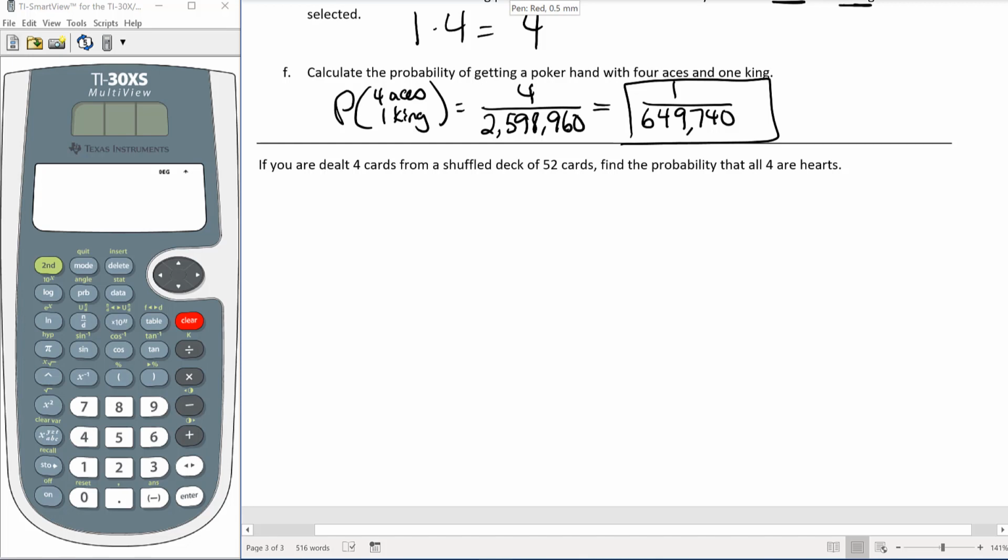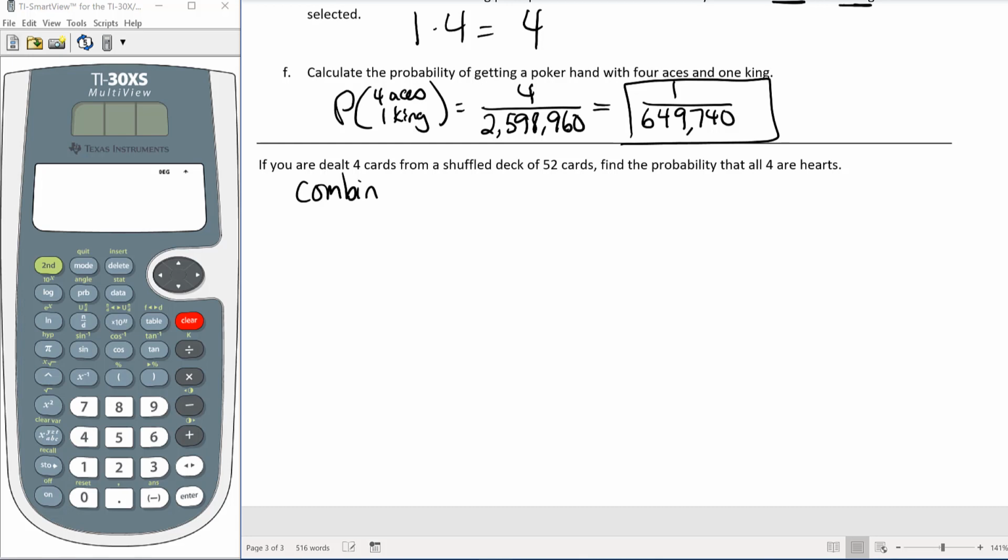So for our last problem, I wanted to do one that I didn't help you out step by step by putting part A, part B, part C, because you'll see some of these problems on your homework. It says if you are dealt a 4-card deck from a shuffled 52-card deck, find the probability that all 4 are hearts. So first of all, you want to think, is this a combination or a permutation?